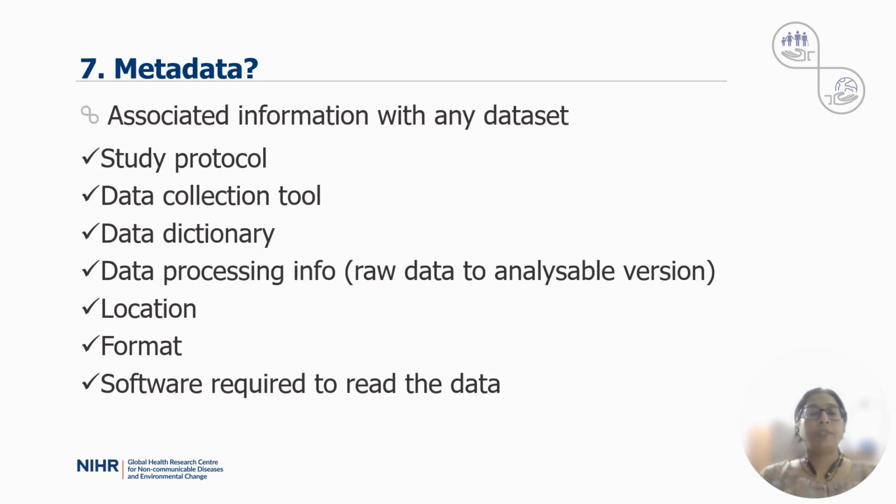You also will need information about how the data was converted from the raw stage into the version which you got for analysis. And this is called the data processing information. You need the location of the data as well as the format in which the data is stored so that you know which software is required to read the data. So all this information, data about data, is called metadata. So you should have a clear plan as to how you want to do it for each data set and who is responsible for this.